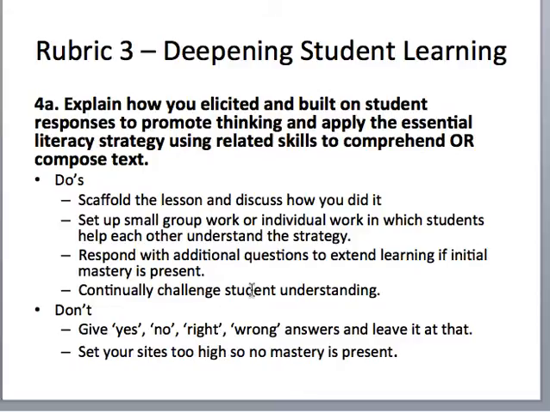Things to not do. Don't just give one-word responses. Don't say no, next. If somebody gives the wrong answer, explore why it's the wrong answer and how they derived it. Is it just because they don't know it, or do you think they might have some kind of misconception that, again, you may have planned for? Don't set your sights too high initially, so that nobody gets anything, because it's hard to deepen and extend student learning when they don't have the basic skills.